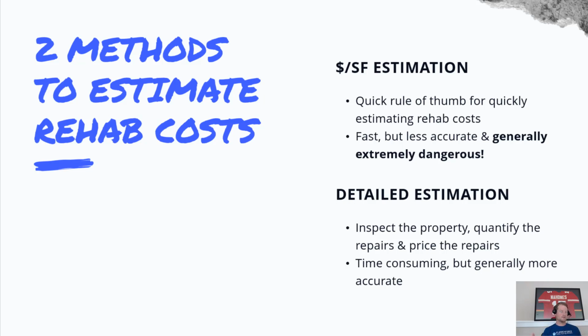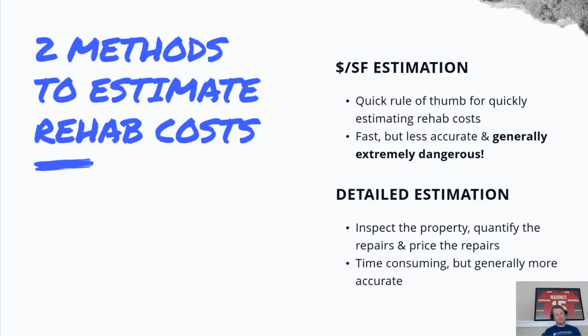It's generally a lot faster. Basically all you're doing is you're multiplying a dollar per square foot amount by your property square footage. So for example, $35 or $40 a square foot multiplied by your property square footage. So if you had a 1,500 square foot house, $40 times 1,500 square feet would be an overall budget of $60,000. So basically you're multiplying a dollar per square foot value by your property square footage to quickly create a budget for your project.